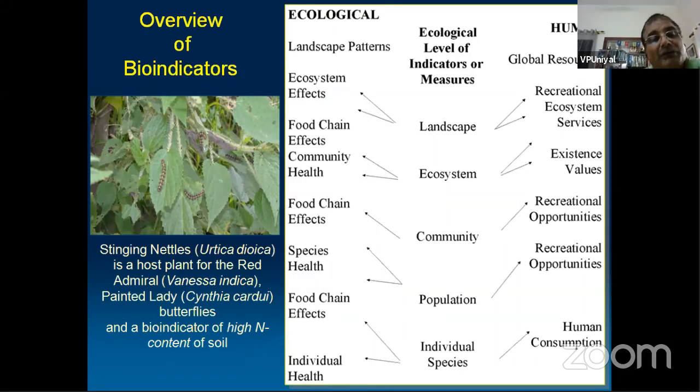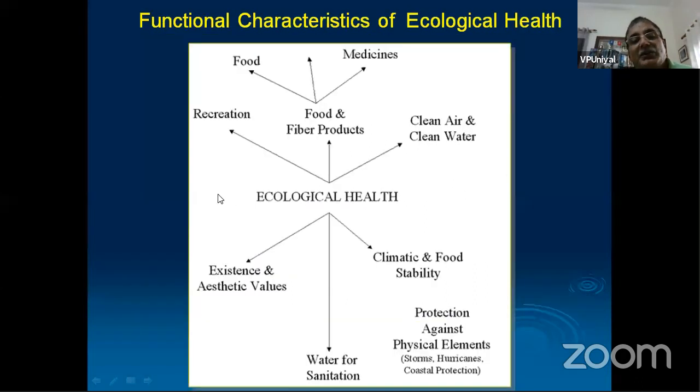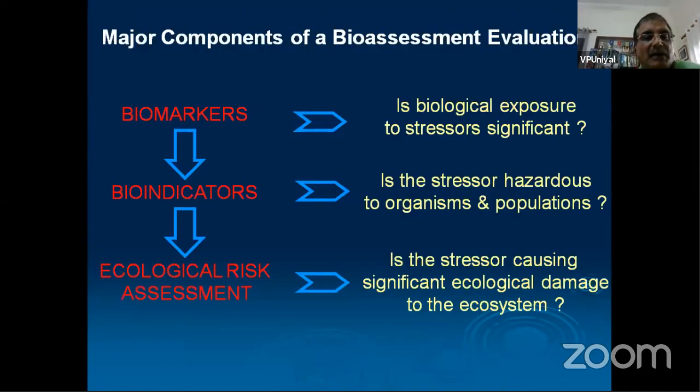So this type of observation is very important for monitoring of climate change for the communities, and for their ecological health at the functional and structural food chain level. Ultimately, on the basis of those characteristics of functional and ecological health, you can monitor the health. So they are biomarkers, bioindicators, and ecological indicators.